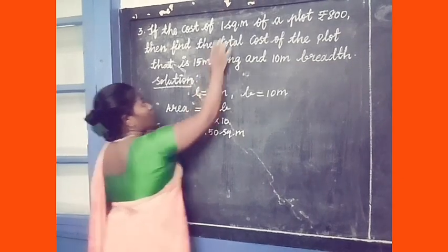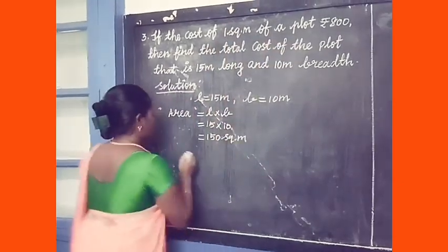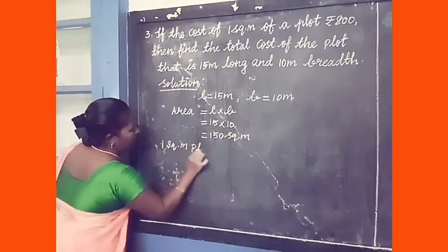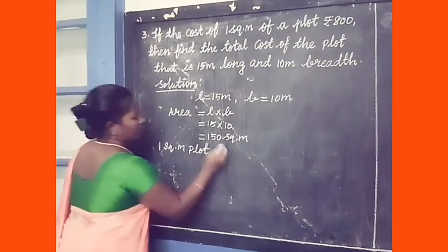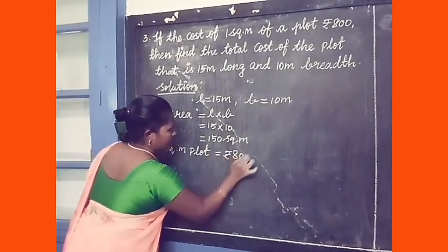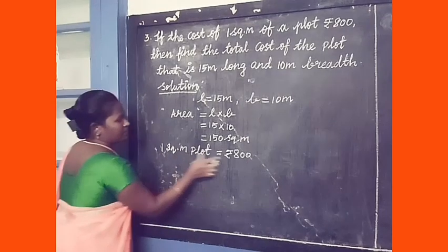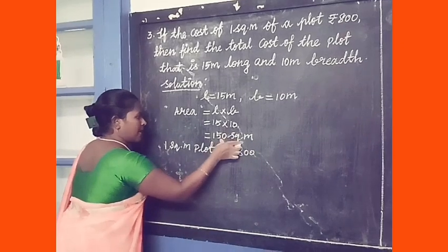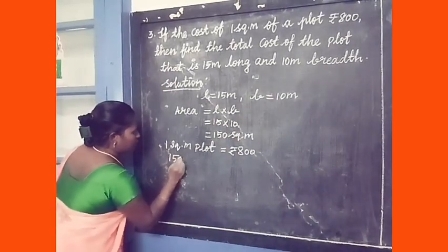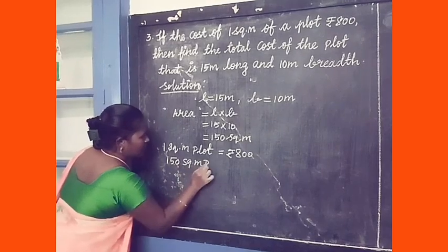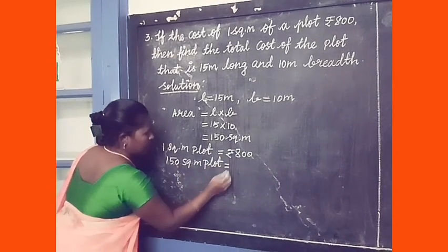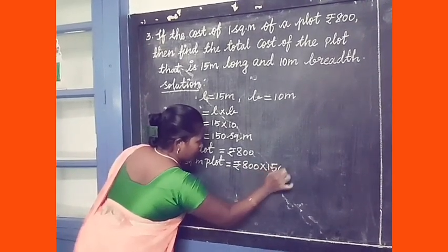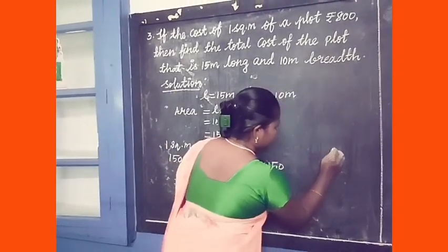In this question, the value of 1 square meter of plot is given. So 1 square meter plot is equal to rupees 800. Since 1 square meter plot value is rupees 800, we have to find the value of 150 square meter plot. So we write 150 square meter plot is equal to rupees 800 into 150. Now multiply the values.